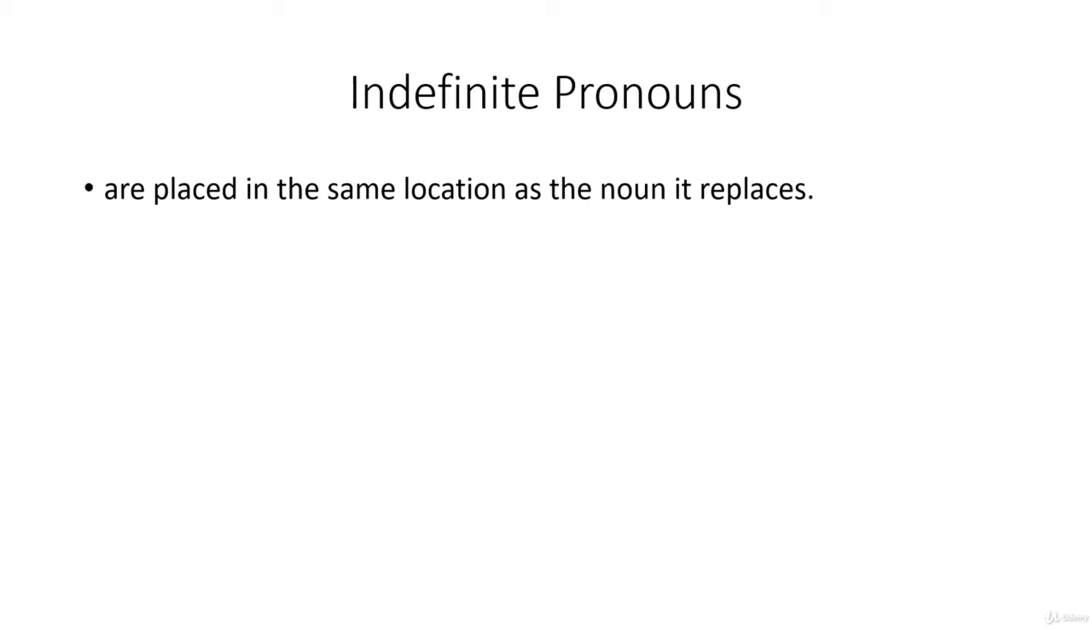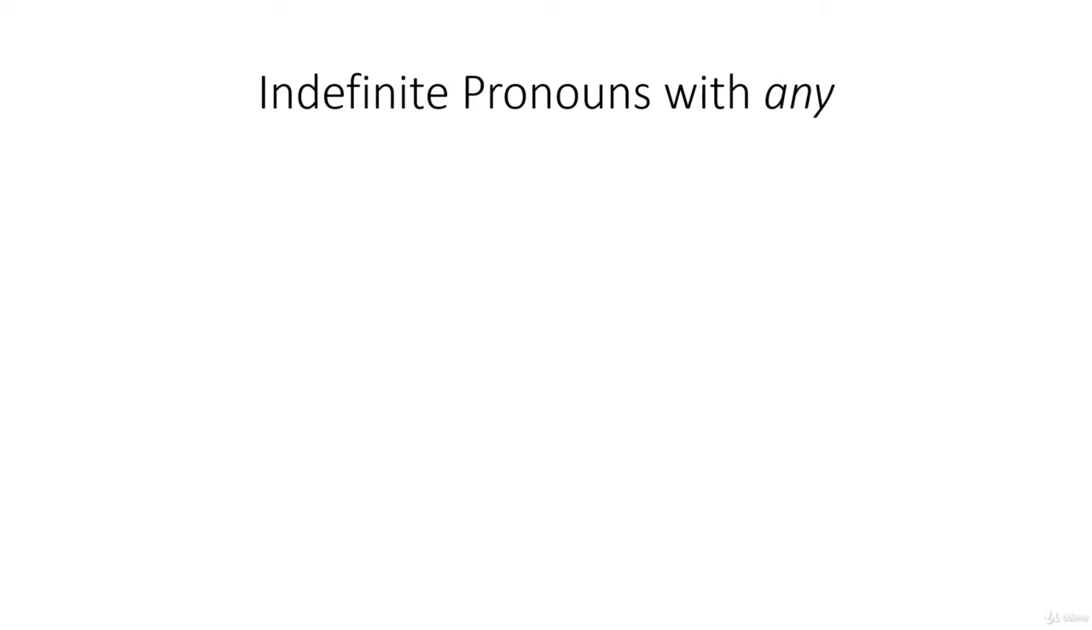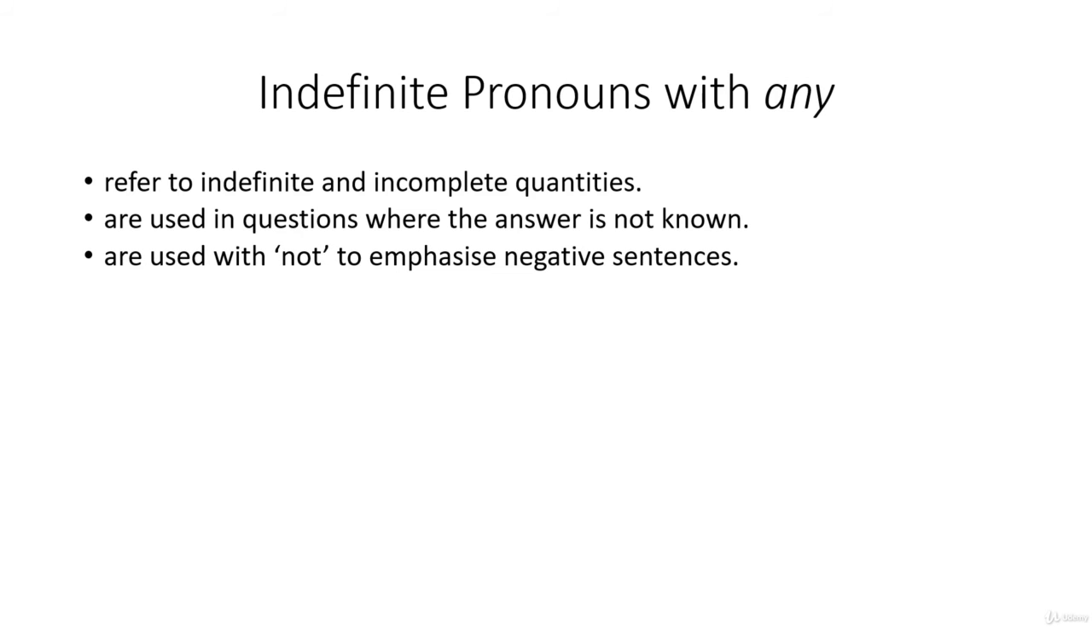Indefinite pronouns are placed in the same location as the noun they replace. And they do not refer to a specific noun and can be formed with variations of any, some, every, and no. And we'll look at each of those in turn. Indefinite pronouns with any. These refer to indefinite and incomplete quantities and are used in questions where the answer is generally not known, and are used with not to emphasize negative sentences.